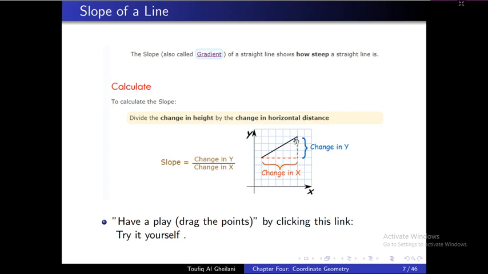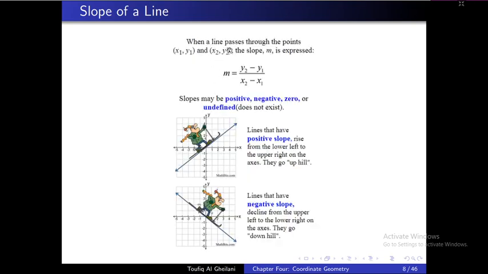So, to calculate the slope of this line, we divide the change in the height by the change in the horizontal distance. So the slope is equal to change in y over change in x. When a line passes through the 2 points (x1, y1) and (x2, y2), the slope m is expressed as m equals y2 minus y1 over x2 minus x1.